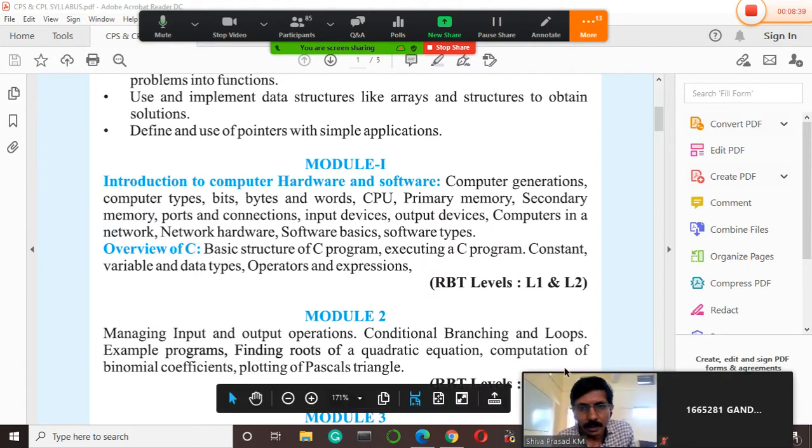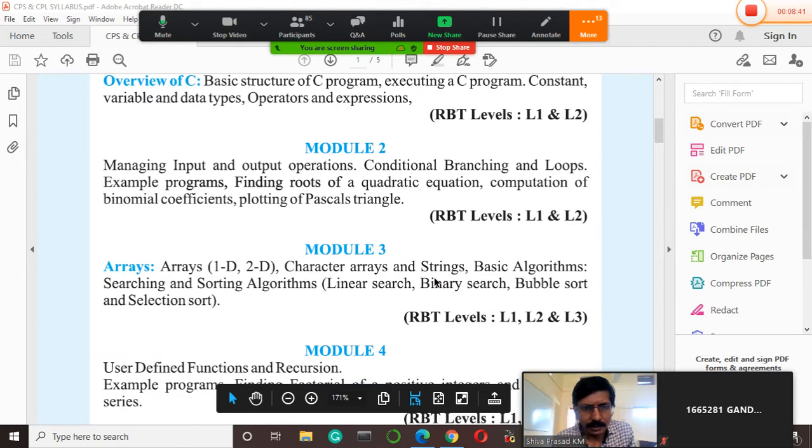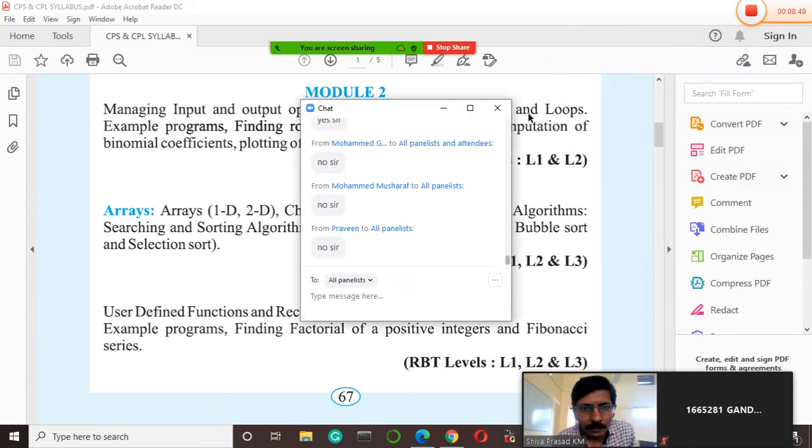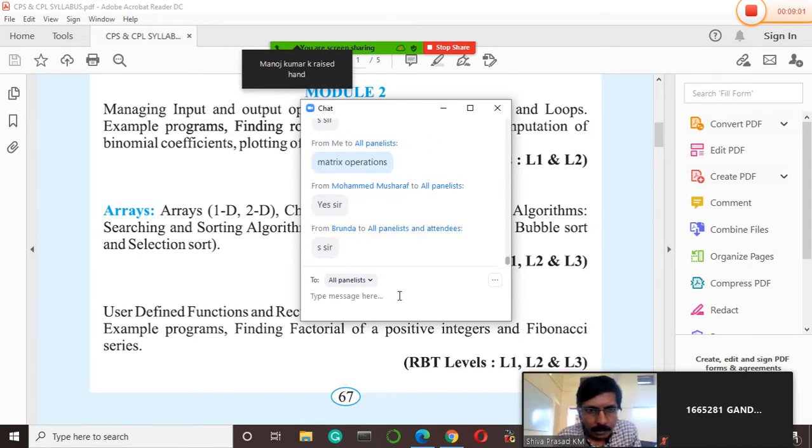The next concept here is module 3, which deals with arrays. Arrays, how many of you are familiar with matrix? Have you come across matrix operations? Yes, matrix. Matrix always deals with what? Rows and columns, right? Yes or no? Matrix always deals with rows and columns.